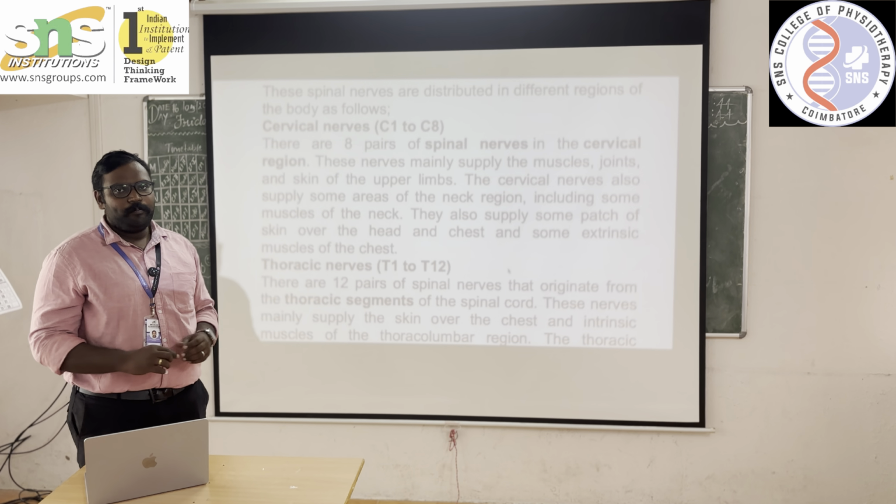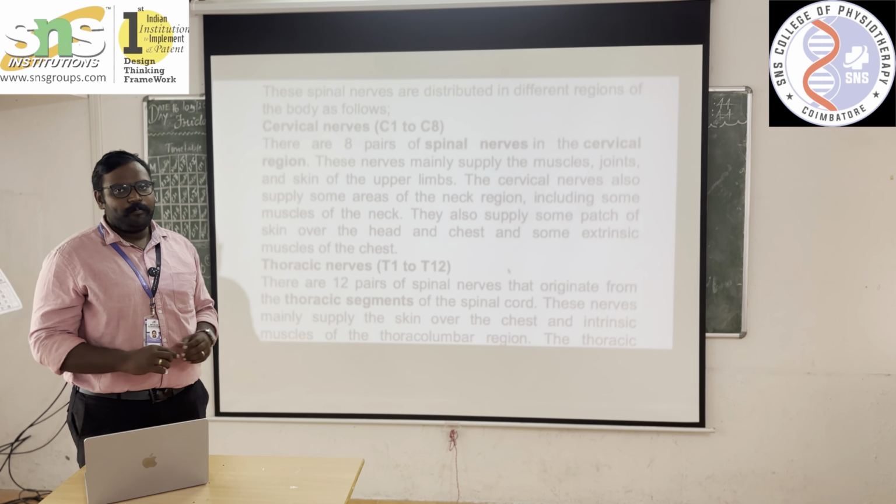Which areas does it supply? The muscles of the neck, the skin over the head, the chest, and some extrinsic muscles of the chest. The cervical nerves supply the upper part of the body.